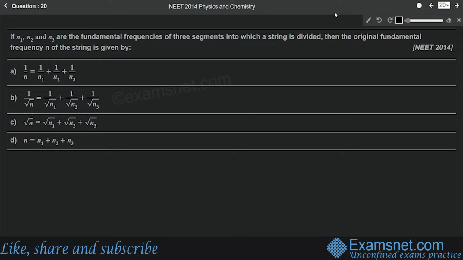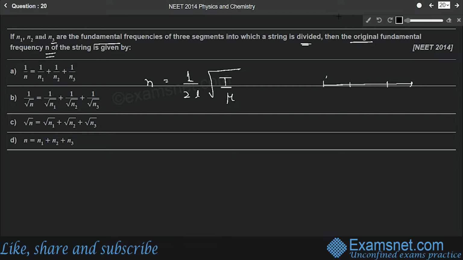Question number 20 is from the chapter Waves, and the question is, if N1, N2 and N3 are the fundamental frequencies of the three segments into which a string is divided, then the original fundamental frequency N of the string is given by. Okay, so we know that the fundamental frequency N is equal to 1 by 2L under root T by mu. Now, suppose this is the string which is divided into three segments.